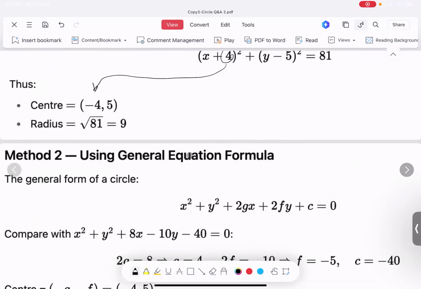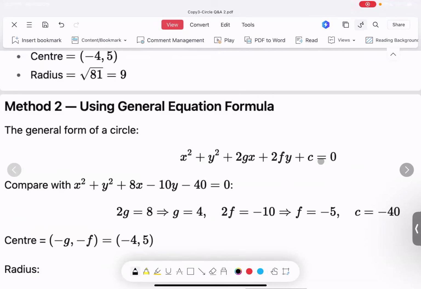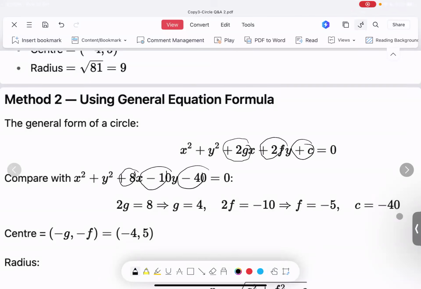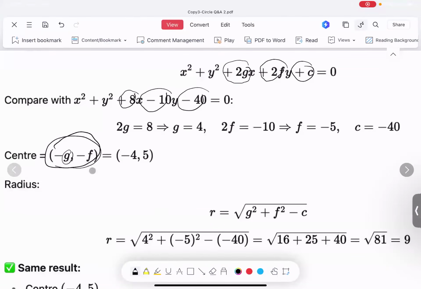But for using the general equation formula, okay, you're going to write down this formula. You're going to compare this one with this one, this one with this one, and this one with this one. So your G is equal to 4, your F is equal to negative 5, your C is negative 10. So this is the formula, okay? Your G is actually 4.